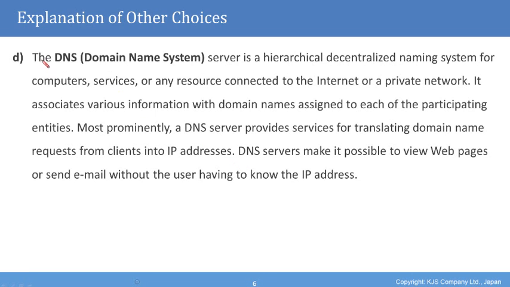And lastly, option D, the DNS, or Domain Name System server, is a hierarchical decentralized naming system for computers, services, or any resource connected to the internet or a private network. It associates various information with domain names assigned to each of the participating entities. Most prominently, a DNS server provides services for translating domain name requests from clients into IP addresses. DNS servers make it possible to view web pages or send email without the user having to know the IP address.